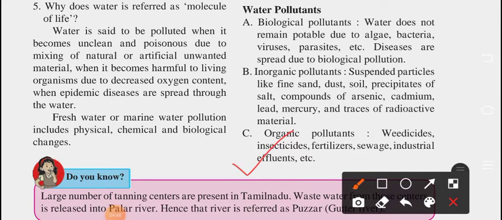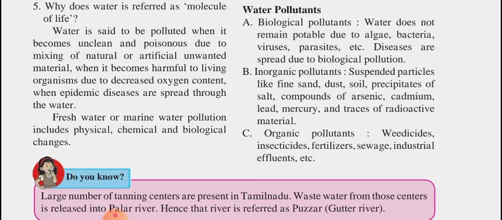Okay, next is organic pollutants: pesticides, insecticides, fertilizers, sewage, industrial effluents, etc. Basic example, whatever sewage is present in the water, through that the water gets polluted. And fertilizers, during cropping we are using fertilizers, through this also water gets polluted, because whatever we use, anyhow they come into the water. So that is also a part of organic pollutants.